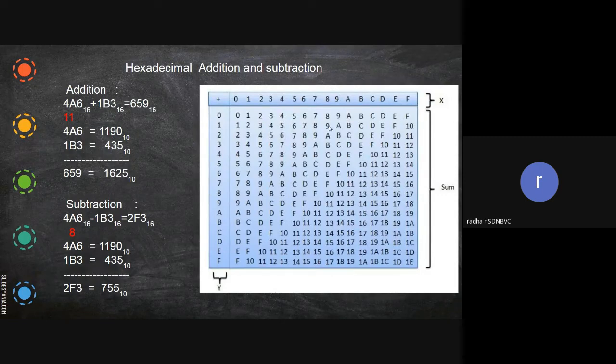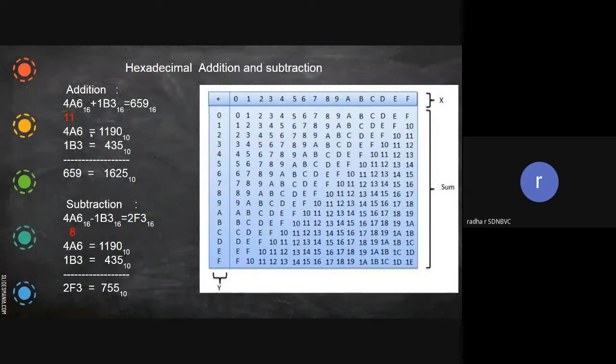So when you add 1 plus 7, you have 8. 1 plus 8, you have 9. But 1 plus 9, you don't have 10, you have A. Then 1 plus A, you have B. That is the next digit. Then 1 plus D, you have E, and so on. 1 plus E, you have F. 1 plus F, the next rotation goes, so it is 10. You can understand this from this table.